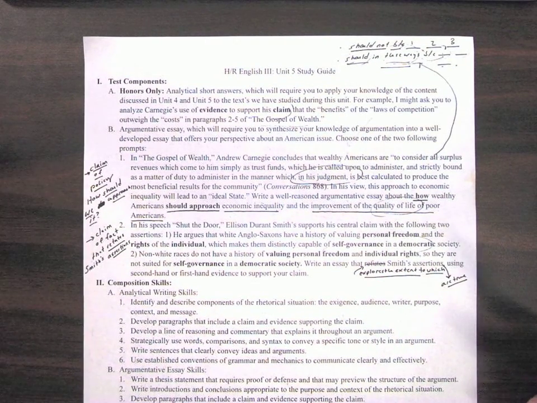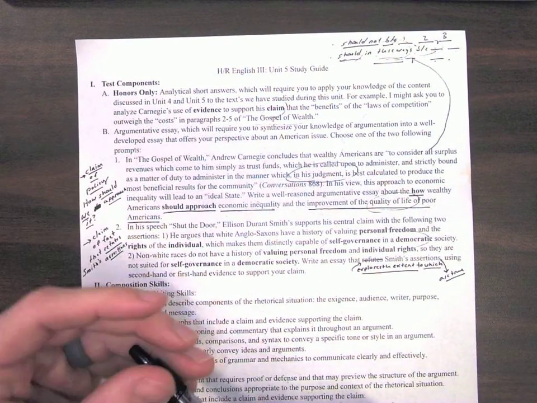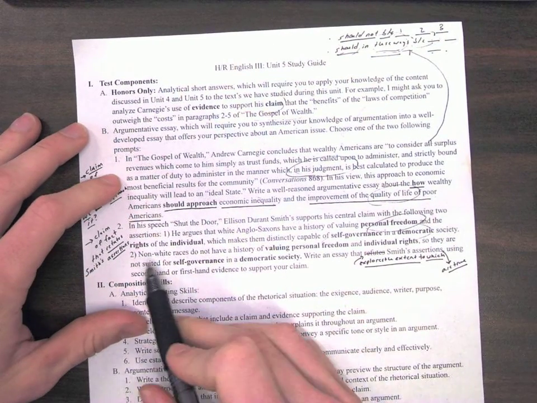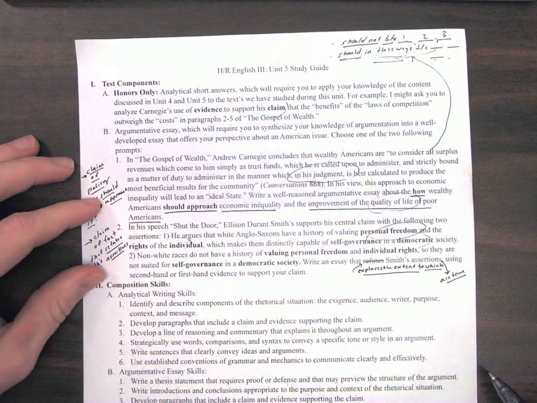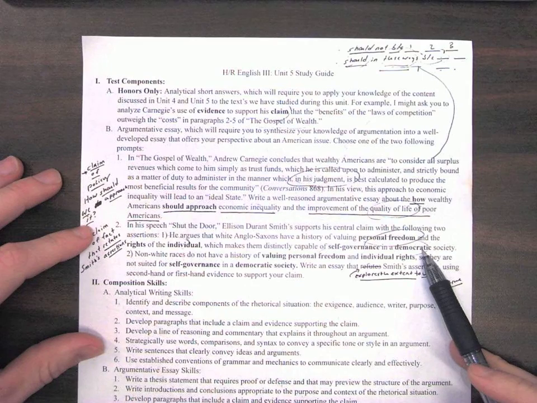Okay, in other words, really simply, if you're going to have a democratic society, then you need citizens who value personal freedom and the rights of the individual. Okay, individual rights and personal freedom. Okay, you need that for a democracy.